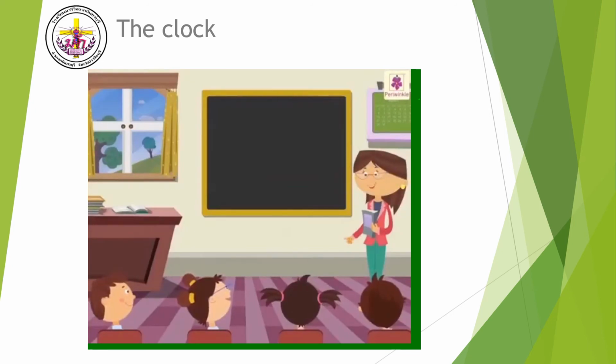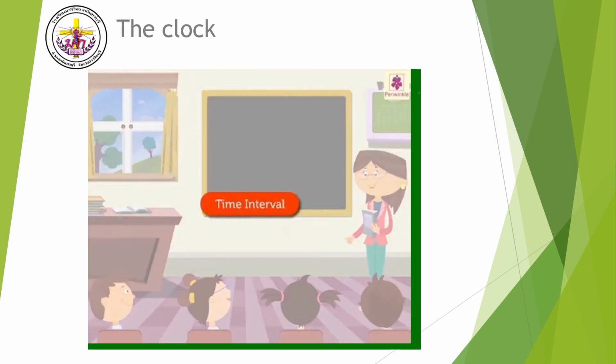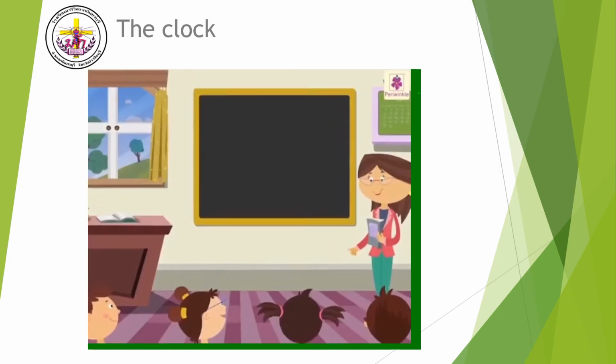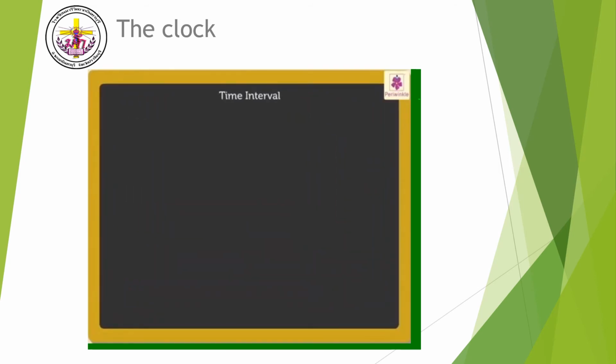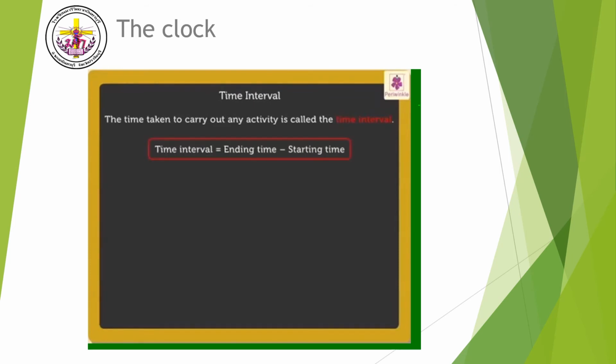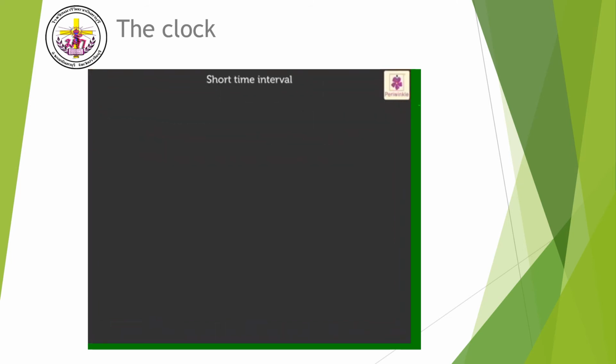Hello kids! Today we shall learn about time interval. Let us begin. What do we mean by time interval? It is the time taken to carry out any activity. For finding the time interval for a particular activity, we need to subtract the starting time of the activity from the ending time of the activity. Let's understand it better through an example.